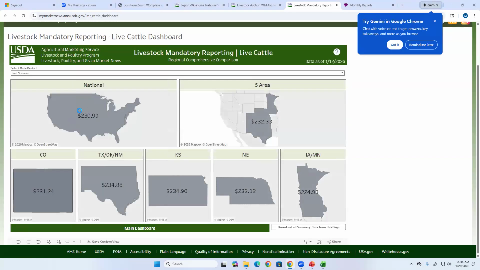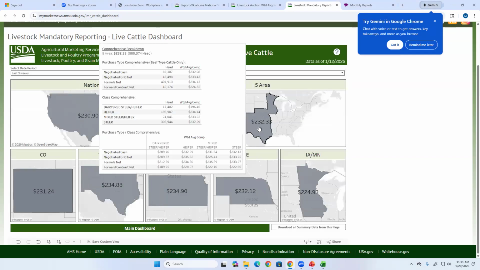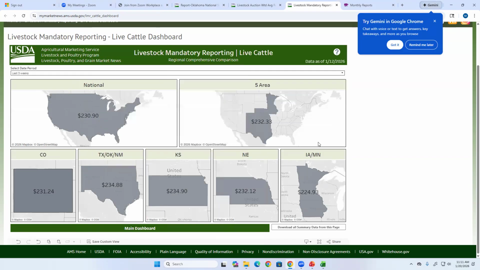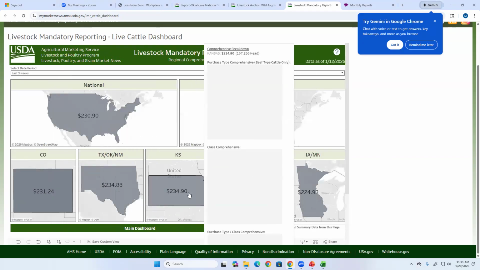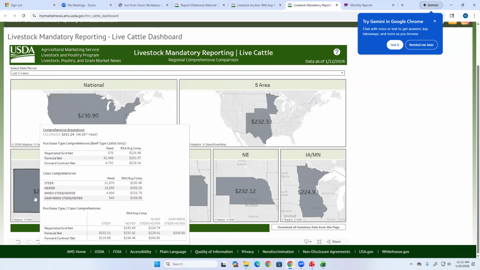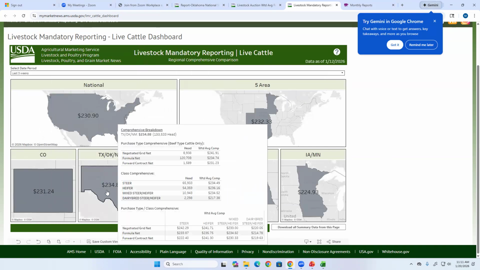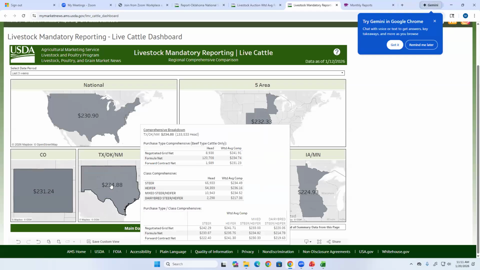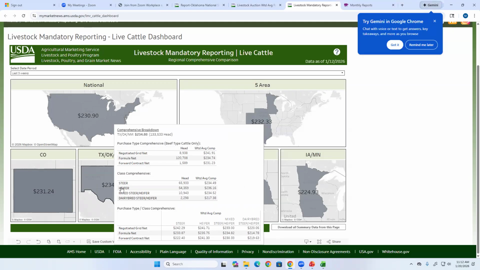So on this dashboard, you can look at national versus this is the 5 area. So a lot of people, when they're setting their base prices for fed cattle, they'll base it off this 5 area price. This is Colorado, Texas, Oklahoma, New Mexico. One thing you'll notice, packing plants in Colorado aren't paying as much as packing plants in Texas, Oklahoma, New Mexico. Why might that be? Less competition. There's like 5 packing plants around Amarillo compared to really one large one in northeast Colorado.